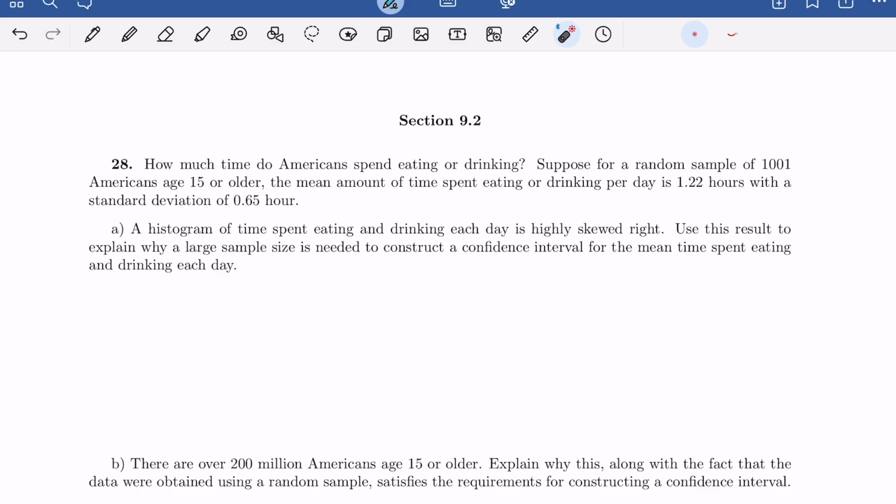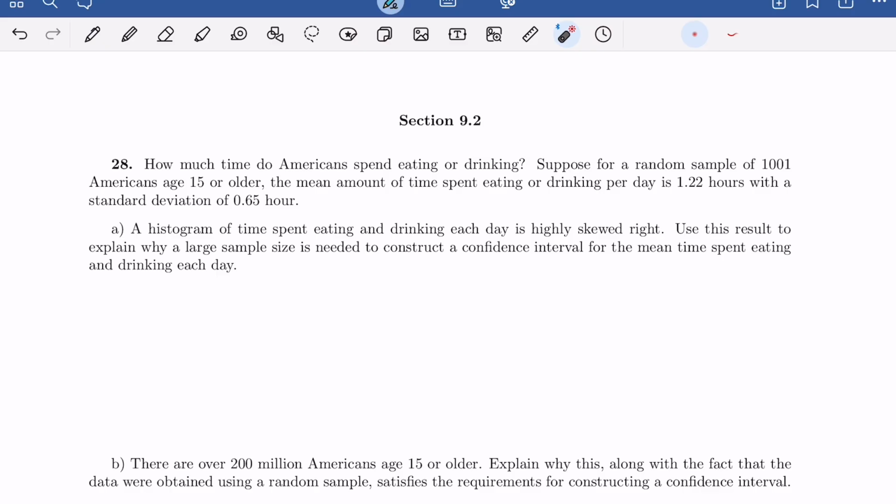So how much time do Americans spend eating or drinking? Suppose for a random sample of 1,001 Americans age 15 or older, the mean amount of time spent eating or drinking per day is 1.22 hours with a standard deviation of 0.65 hours. So for part A of this question, we're told that a histogram of time spent eating and drinking each day is highly skewed right. So use this result to explain why a large sample size is needed to construct a confidence interval for the mean time spent eating and drinking each day.